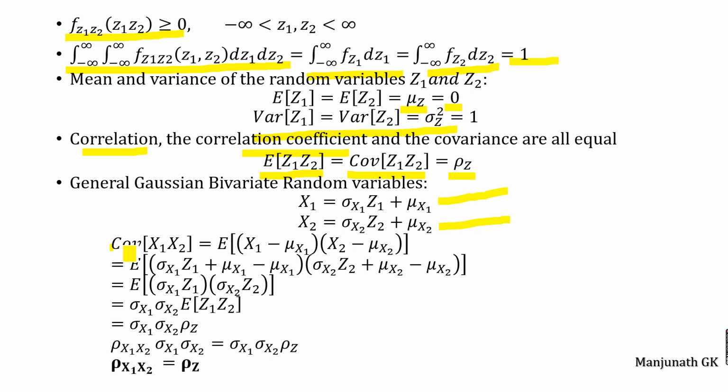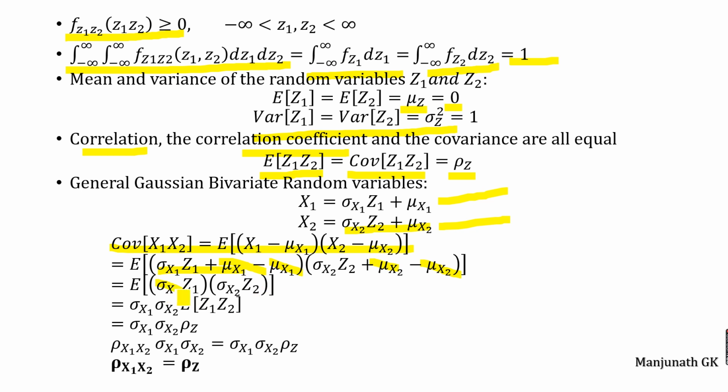We know the definition of covariance. Covariance of x1 and x2 can be written using this formula. Substitute the value of x1 here. X1 is nothing but this one minus this. Substitute the value of x2 here. Alright, so these two terms are cancelled. These two terms are cancelled, and remaining terms are these two.